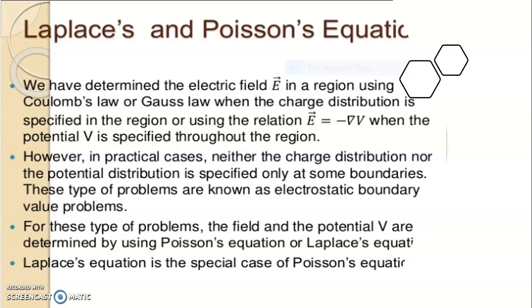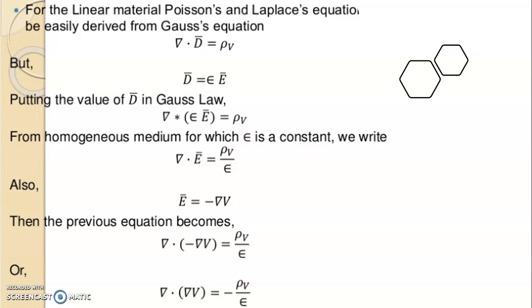Now, first we will go through the derivation of Laplace and Poisson's equation, which is always asked in the examination, and then we will see the numericals based on Laplace and Poisson's equation. For derivation, we all know that del dot D is equal to rho V. This is the point form of Gauss law, which we have already discussed. But we also know that D is nothing but epsilon E. So we can write del dot epsilon E is equal to rho V.